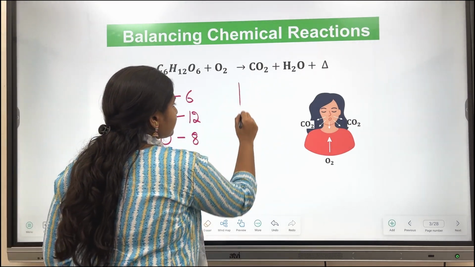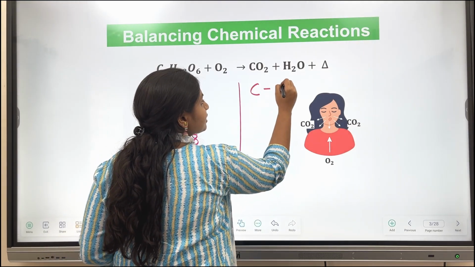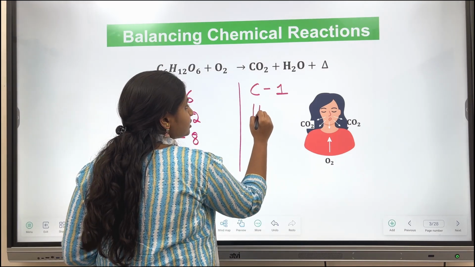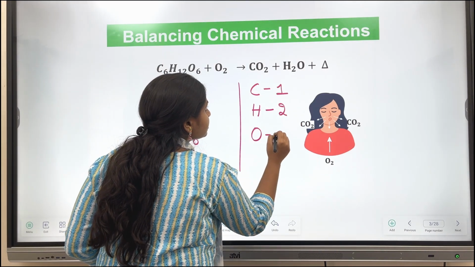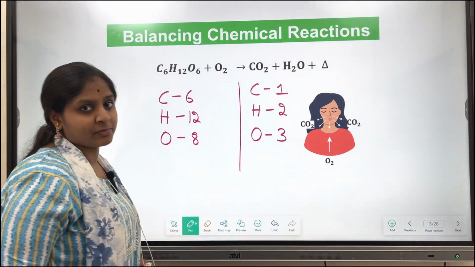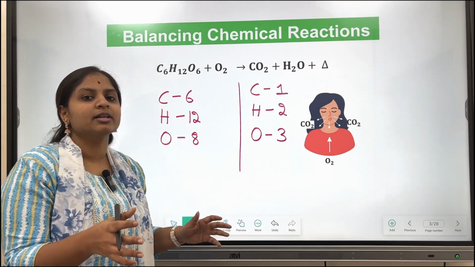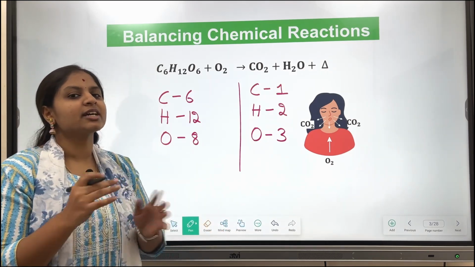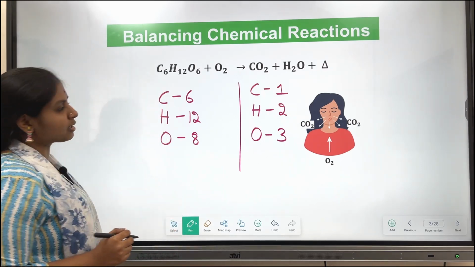Same thing, let's do for the product side. Carbon, there is only one carbon atom. Hydrogen, there are 2 hydrogen atoms. And oxygen, there are 2 plus 1, 3 oxygen atoms. Always remember, start balancing with one of the important elements. Oxygen and hydrogen are culprits, so try balancing them last. So we'll start with carbon.